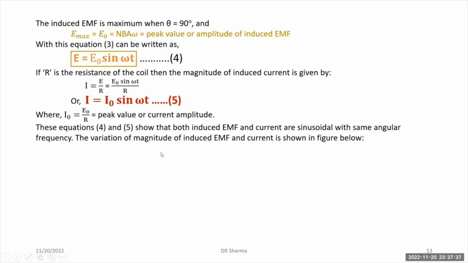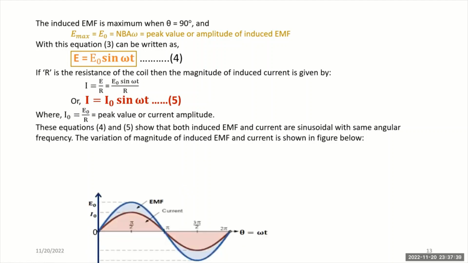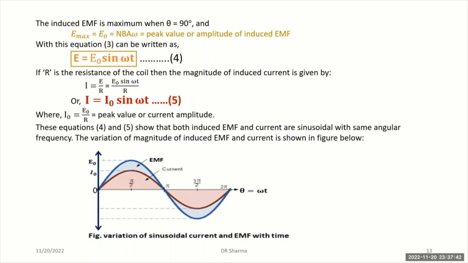So the variation of current and induced EMF in a coil rotating in a magnetic field is shown in the figure below. They are sine waves. They have the same phase. The induced EMF varies between plus E naught and minus E naught, and induced current varies between plus I naught and minus I naught. We have considered only one way.